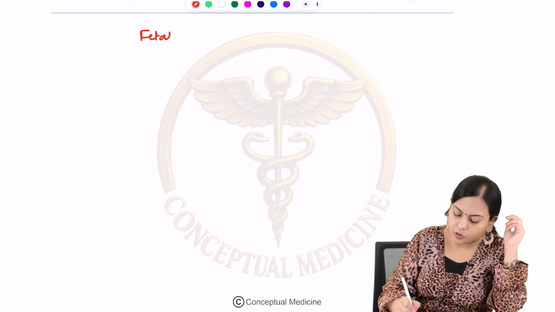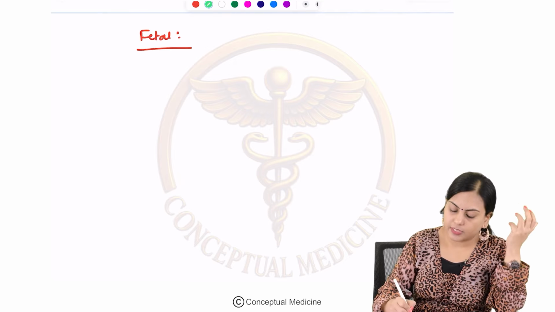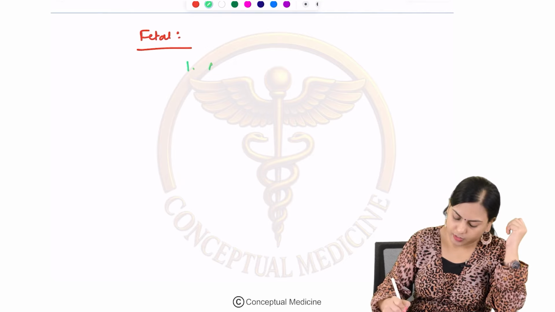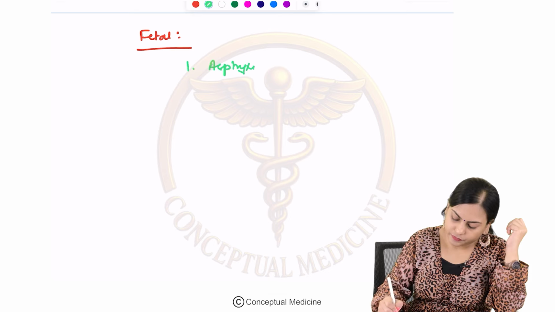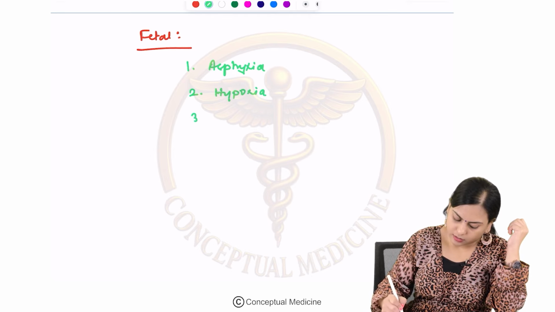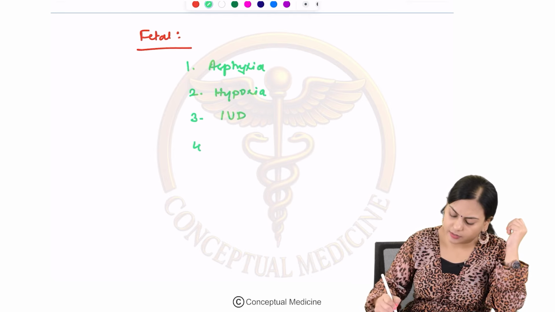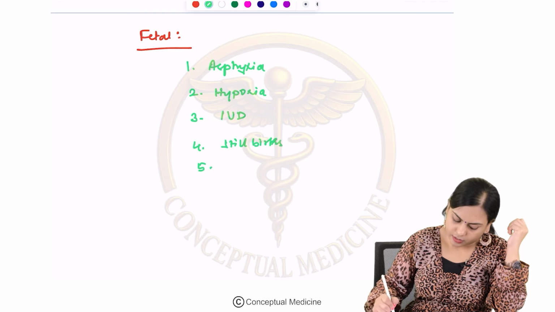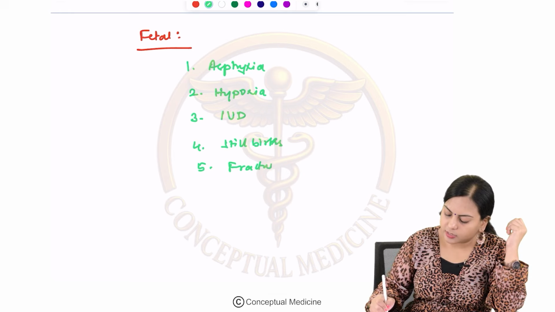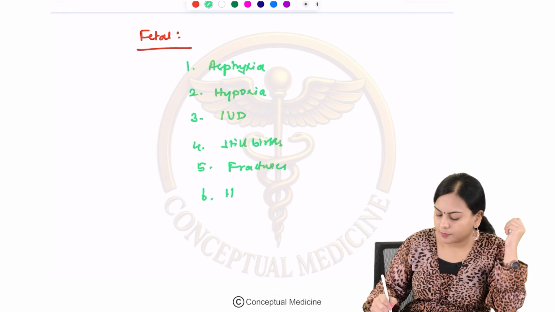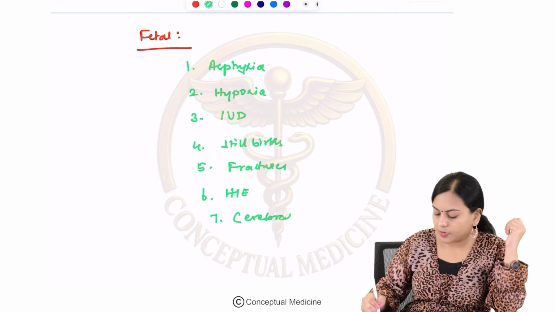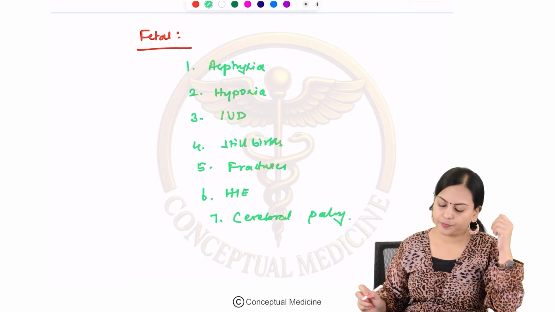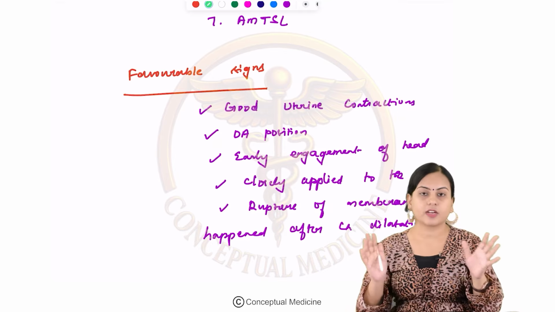Then what are the fetal complications we can expect? Fetal complications may include asphyxia, hypoxia, intrauterine death, stillbirths, fractures, hypoxic ischemic encephalopathy and cerebral palsy. Clear? So, with this we are completing this topic.